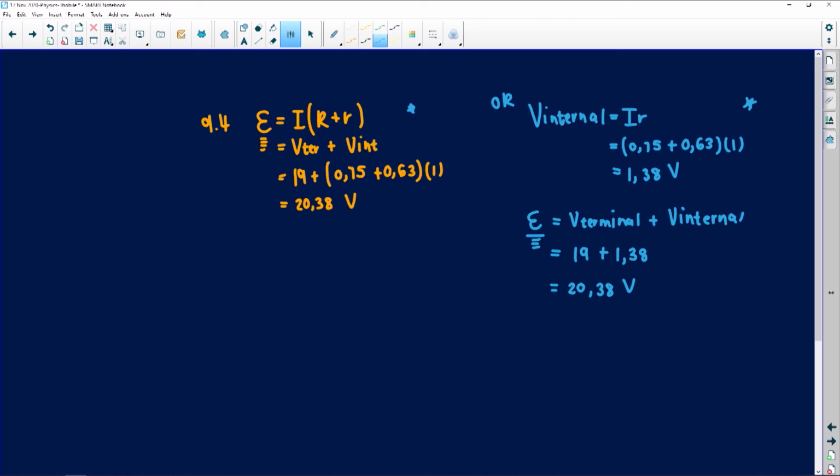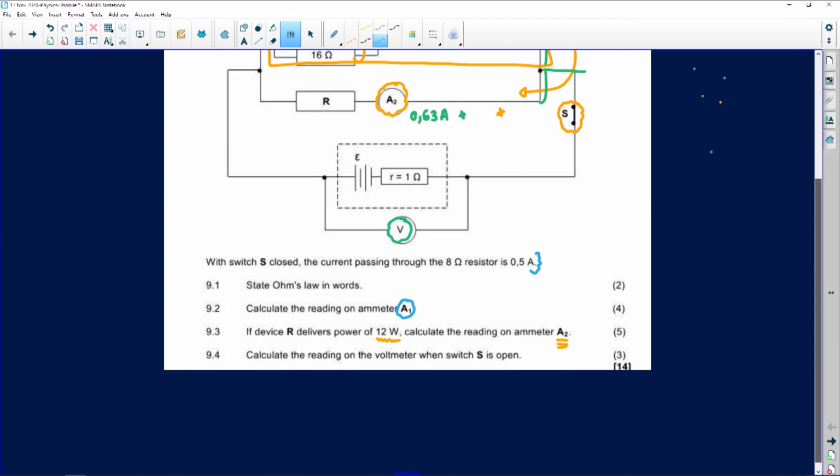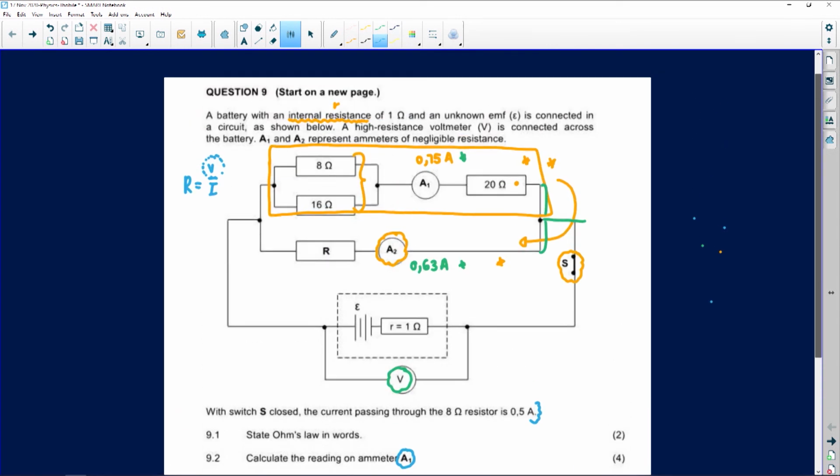Like I always say, use your structure, use your diagram, look at the picture, think of all the principles and laws of physics, and that is how you attack the question. Let me see if we have another question for this one. Calculate the reading on the voltmeter. We've just calculated that one, and that's all the questions that we have for this one.